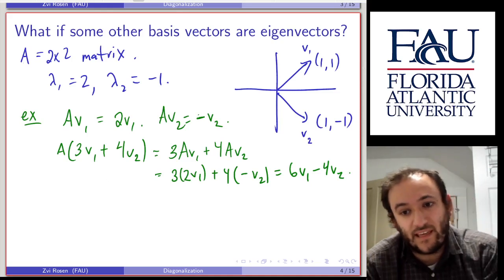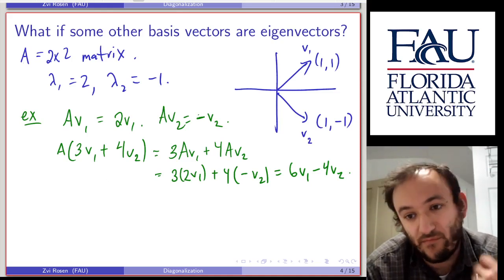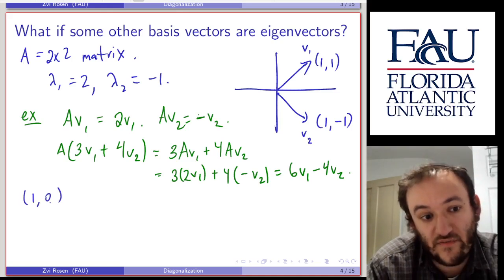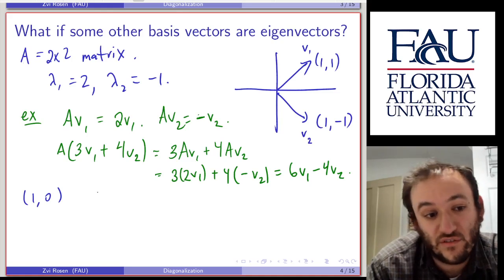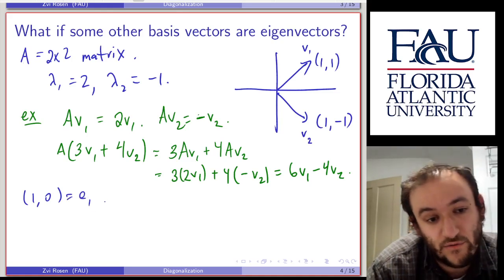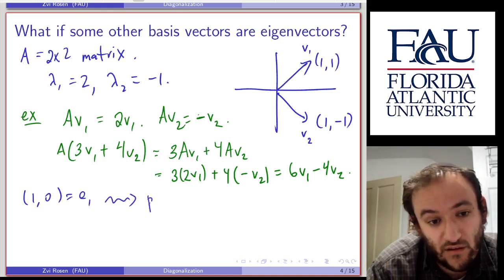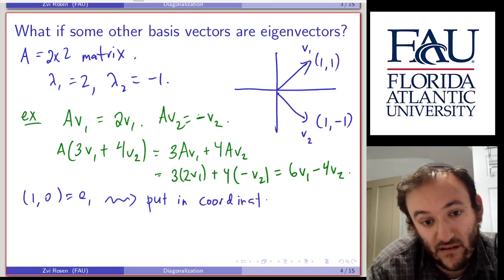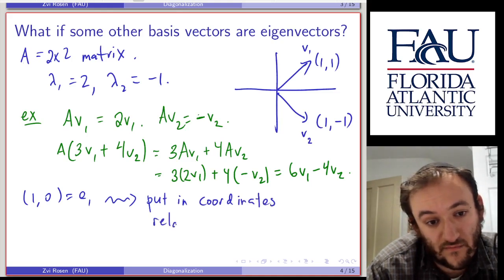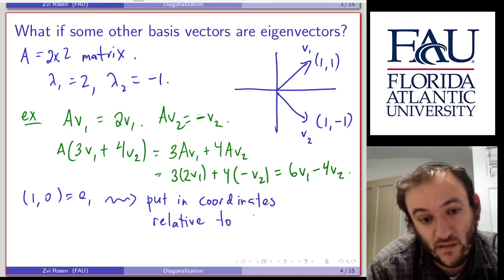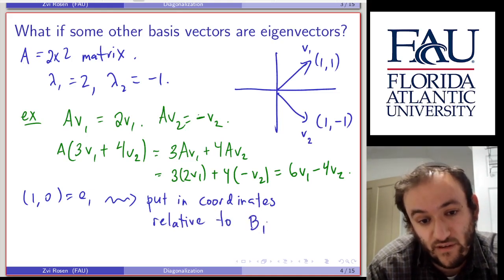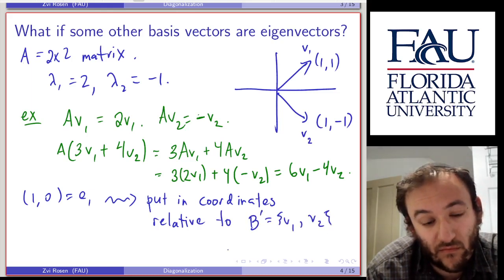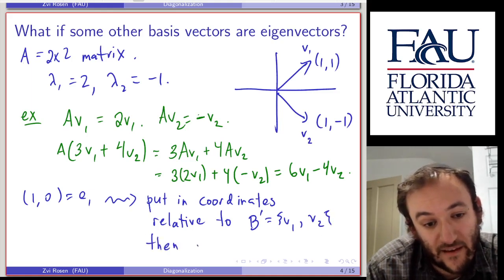But in general, it's going to be tricky. So if I just have some arbitrary vector, let's say the first basis vector, 1, 0. This is our E1, so what I have to do is translate it into coordinates relative to this new basis. And let's call the new basis B prime. And then apply the matrix A.